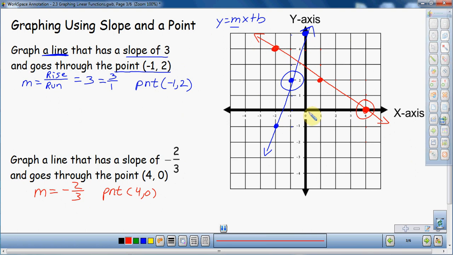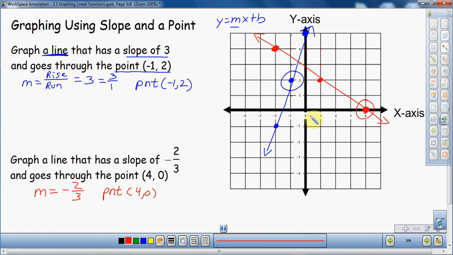Now, technically, if you want to get into the definition of a line, you only need 2 points for a line. So technically, yes, that's all you need is 2 points. So for my red line, I could have started with this point here, gotten my second point here, and then just drawn my line in there. That would have been enough. But you always want to try to do a third point just to test to make sure that you did this correctly. It doesn't take very long to do an extra point and then draw a line through it.